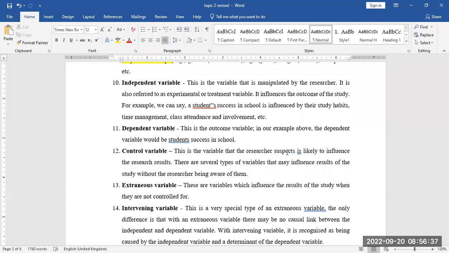So then we go to what we call an independent variable. That is term number 10. And this is the variable that is manipulated by the researcher. It's a variable that you manipulate. To manipulate simply means what? To manipulate simply means that you can, let me look for the synonym.